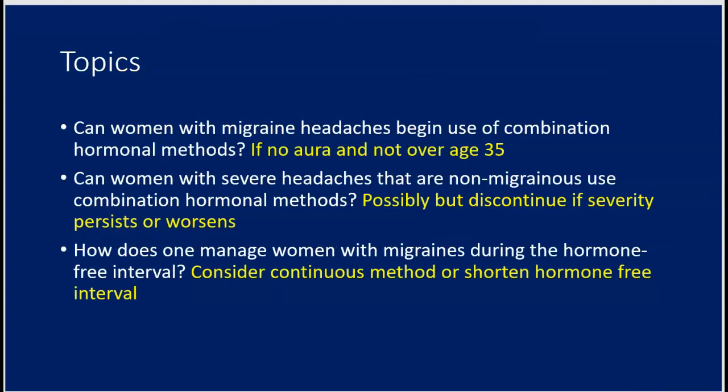So to complete our analysis here, can women with migraine headaches begin use of combination hormonal methods? Yes, if there's no aura, and in general, if they're not over age 35. Can women with severe headaches that are non-migrainous use combination hormonal methods? Possibly, but again, discontinue if severity persists or worsens. Remember, even without migraine headaches, there is some risk of stroke with contraceptive use. How does one manage women with migraines during the hormone-free interval? Consider a continuous method or shorten the hormone-free interval.